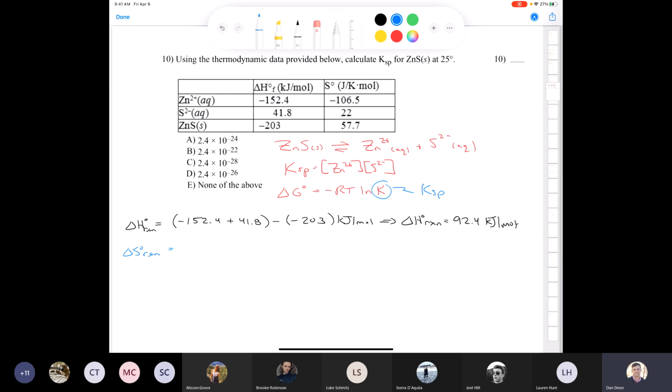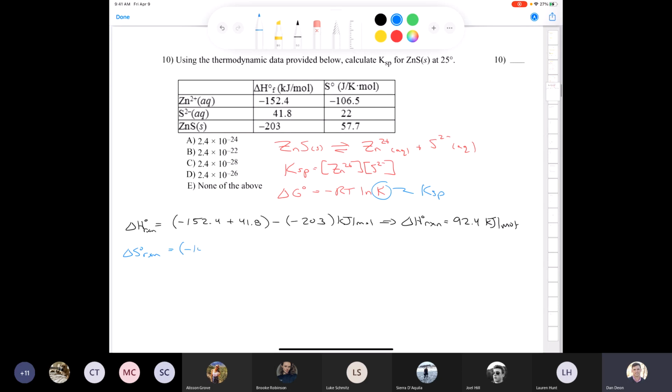We take the standard entropies of the products multiplied by their stoichiometric coefficients. Everything is 1 here. Subtract the standard entropy of the reactant. So I plug in my numbers. I get negative 106.5 for my zinc ion plus 22. Subtract 57.7, and the units here are joules per mole times Kelvin.